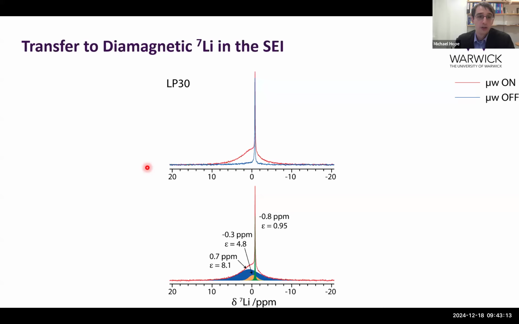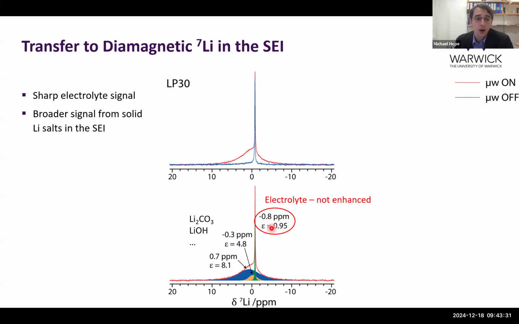Okay, so let's see how that works. I'm going to zoom in now on the diamagnetic region of the spectrum around 0 ppm. And so again, blue is microwave off, red is microwave on. We see that the sharp signal comes from the liquid electrolyte. That's not enhanced because it's not in contact with the metal surface. Whereas this broader component arises from solid components of the SEI, for instance, lithium carbonate, lithium hydroxide, and they are enhanced. They have an enhancement value epsilon above 1. And so that proves that they're in contact with the metal surface. So we've got spin diffusion from the lithium metal to these species in the SEI.